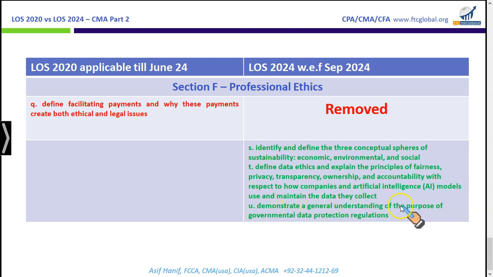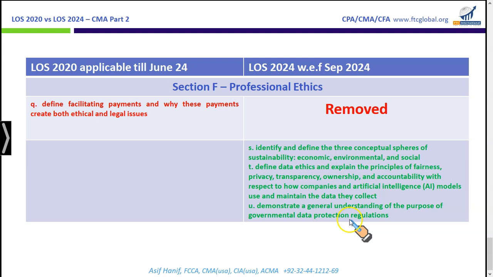Demonstrate a general understanding of the purpose of governmental data protection regulation. Clearly, to safeguard personal data, ensure privacy, and protect individuals from data breaches and misuse. These regulations are now examinable. We don't know yet what specifically will be added, but whenever they're added, your LMS will be updated. So these regulations set standards for data handling, storage, and sharing by organizations.